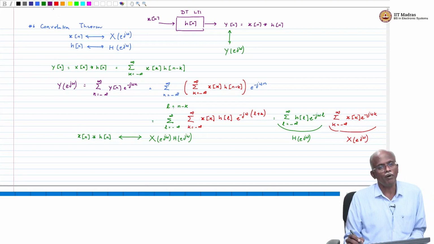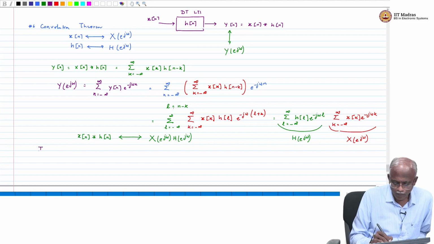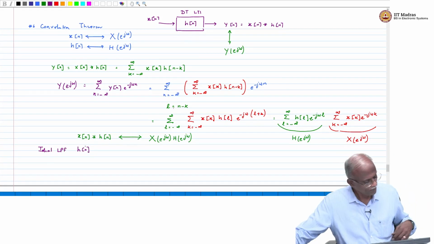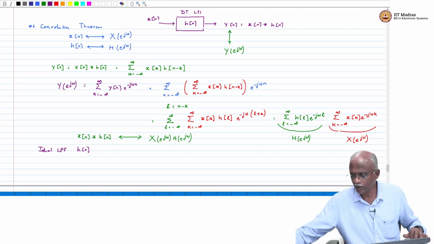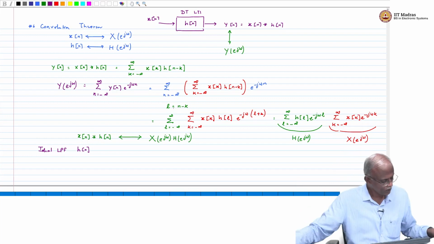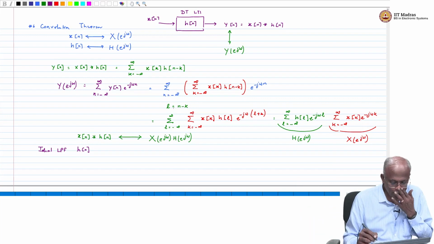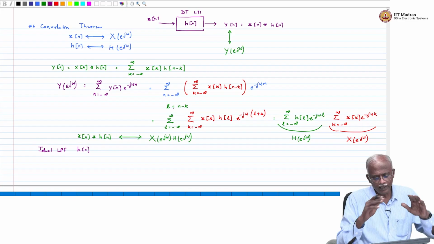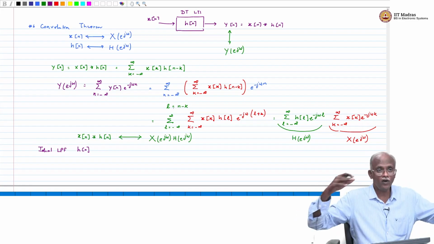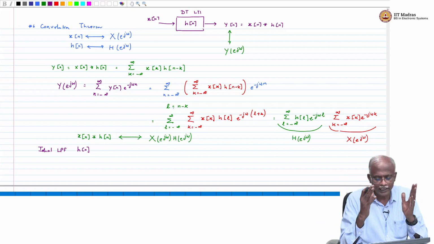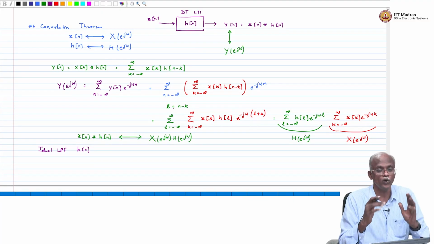Why is this result so powerful? Remember, we said ideal low pass filter, h of n. Now again you will have to help me: what is the expression for the ideal low pass filter? We wrote it in terms of the sinc function, right? So I will let you write it down. So, convolving the input x of n with an ideal low pass filter, which is infinitely long and two-sided, the time domain does not give us much intuition into what happens with low pass filtering.